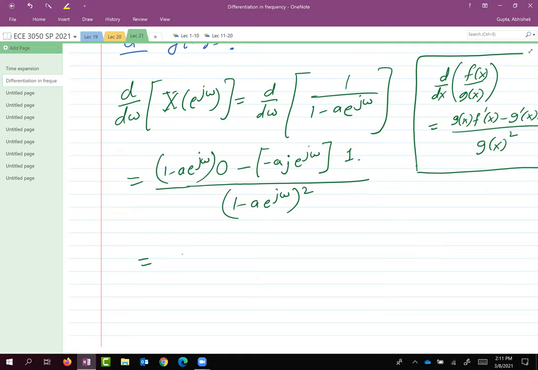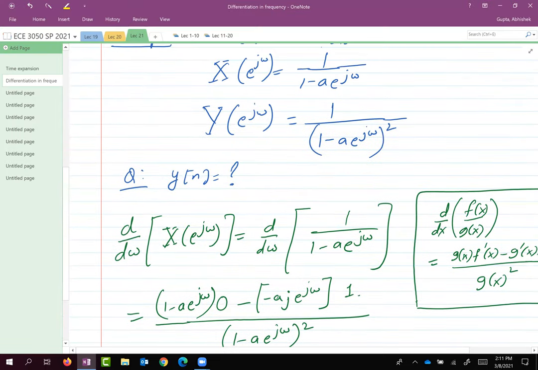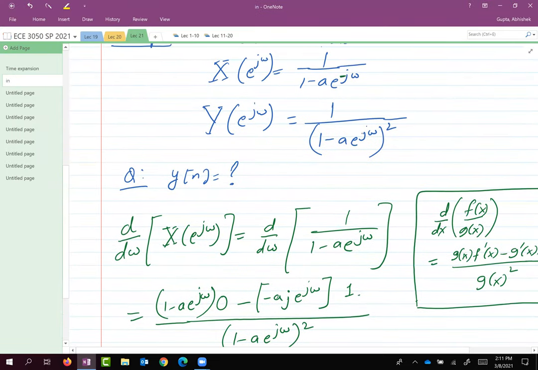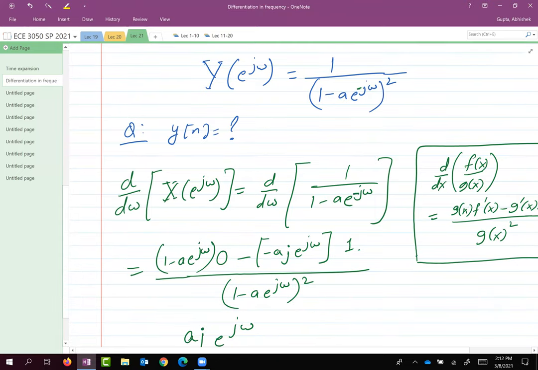So this is equal to a e raised to j omega over (1 minus a e raised to minus j omega) squared. Oh, I think I made a mistake. There should be a negative, minus j omega here. Minus j omega.